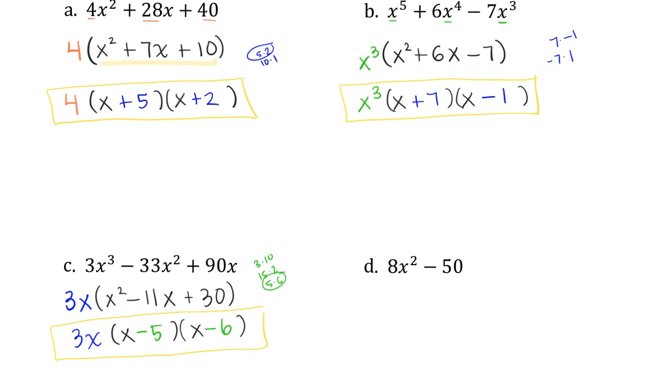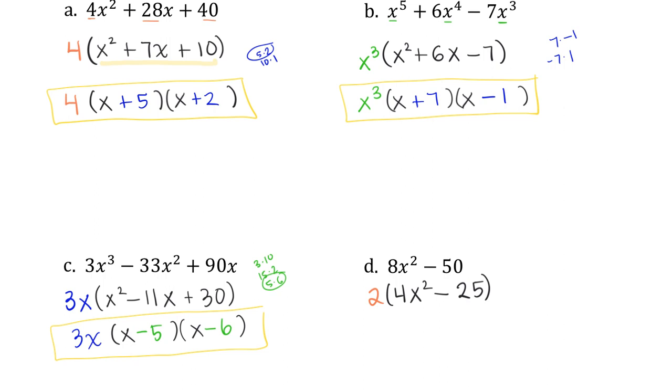Okay, one more. 8x squared minus 50, common factor. Could they divide by 8? No. How about 4? No. Let's go smaller. How about 2? Let's take out a 2. 2 times 4 gives me 4x squared times 2, that is 8x squared. 2 times 25 gives me 50.